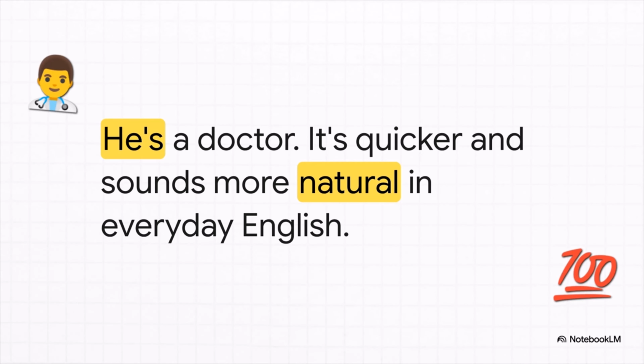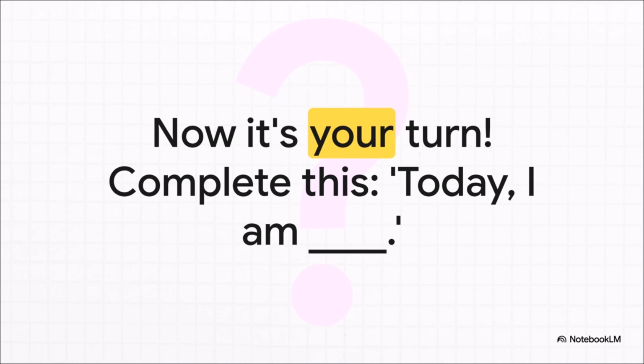Fantastic work. You see, when it comes right down to it, this verb is all about describing you and your world. We've gone through the rules, we've seen the examples, and now it's all you. How would you complete this sentence right now? Today, I am happy, tired, excited. Go ahead and give it a try.